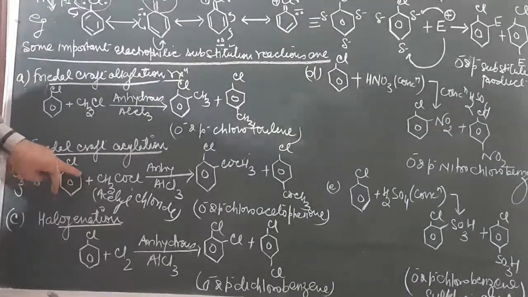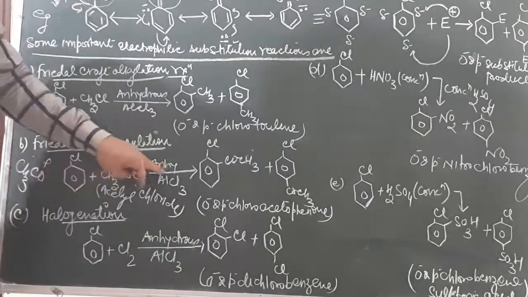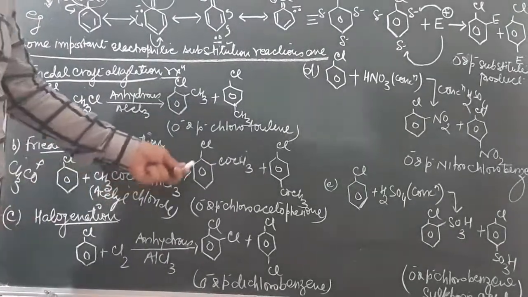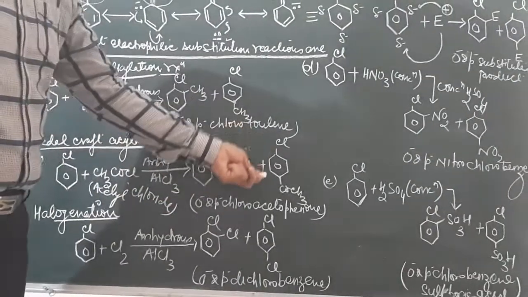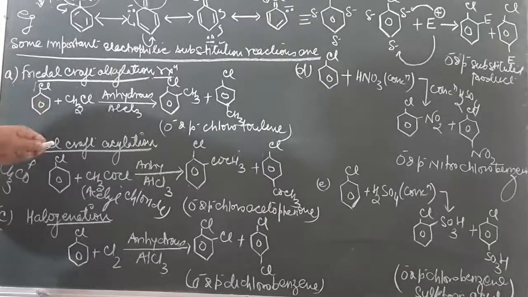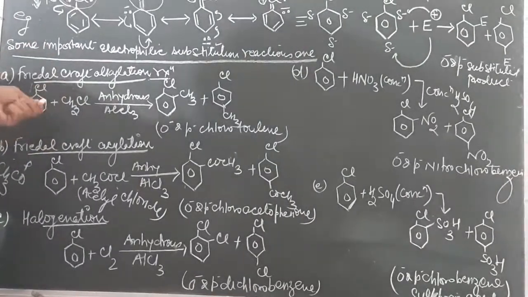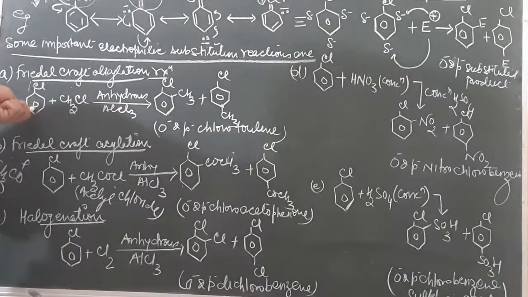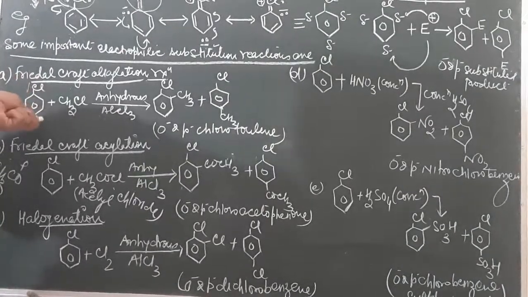Where will it attack? At the ortho and the para position. So the product obtained will be the ortho and para substituted product over here. So the answer will be ortho and para chloroacetophenone. So it's quite clear in every chapter of class 12, whatever group is attached to the benzene ring, whenever we discuss aromatic compounds, it will either be ortho-para or meta directing.